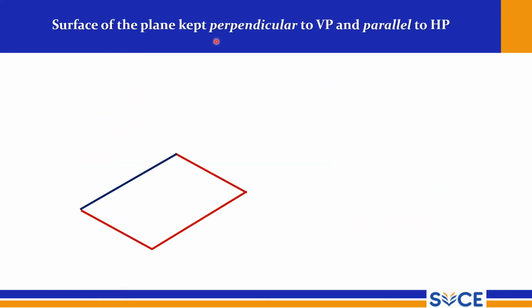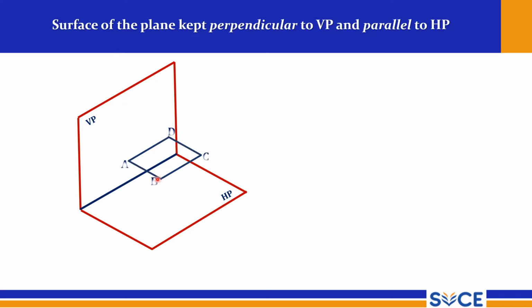Surface of the plane kept perpendicular to VP and parallel to HP. So in this case, this is your VP and HP, and now this plane ABCD is the plane which is kept perpendicular to VP. So here the front view is a line and the top view is the true shape, right? This true shape is observed in the top view. So in the top view you have to draw its true shape, right?